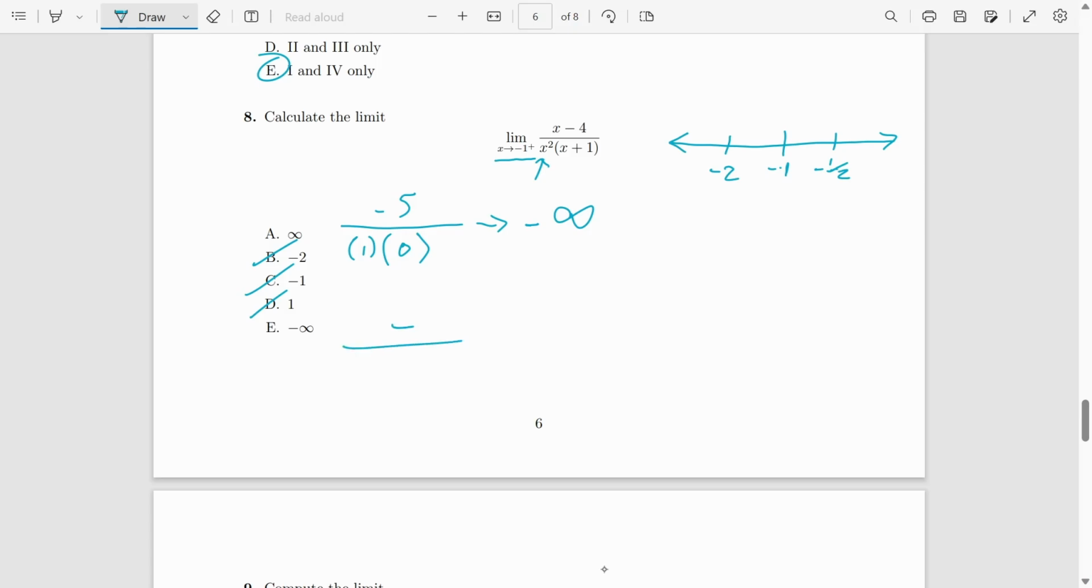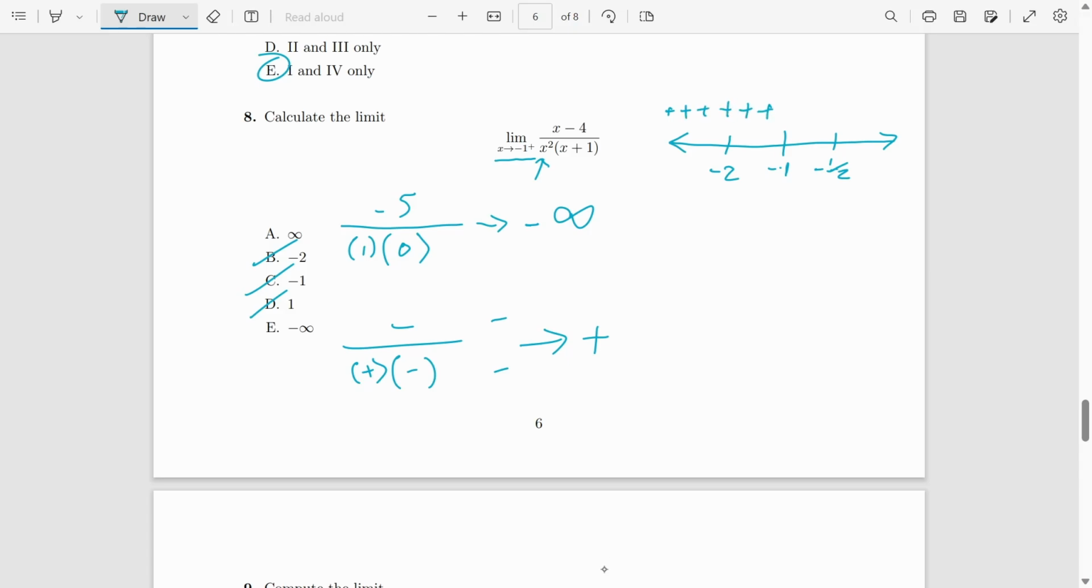-2 squared will yield a positive answer, and -2 plus 1 is -1, which is still negative. So we see that the numerator is negative and the denominator is positive times negative, which is also negative. So this ends up yielding a positive answer. So we know that everything to the left of our limit value is positive.